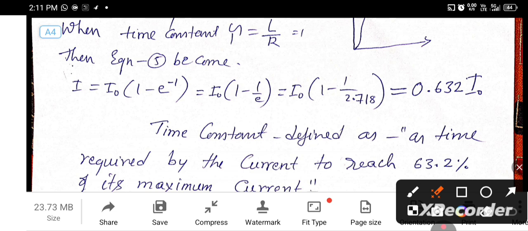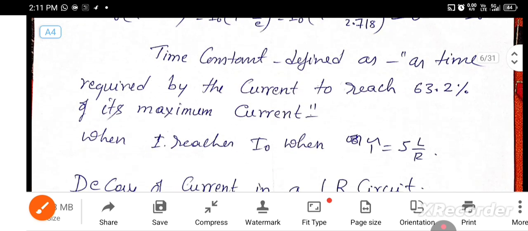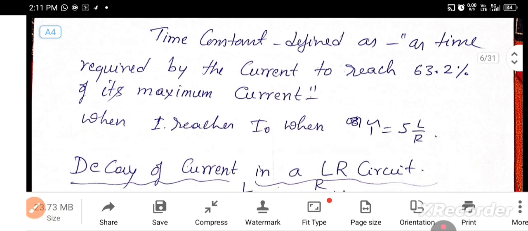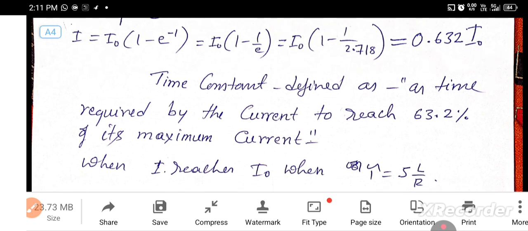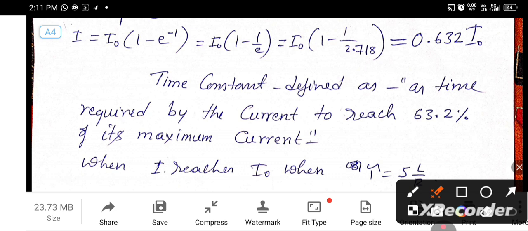The time constant can be defined as the time required by the current to reach 63.2% of its maximum current. That is called the time constant. Tau is equal to L by R. This is the time constant for the LR circuit, and the current reaches its maximum when t equals 5 tau, that is 5 into L by R. Then it reaches the maximum current and becomes constant.